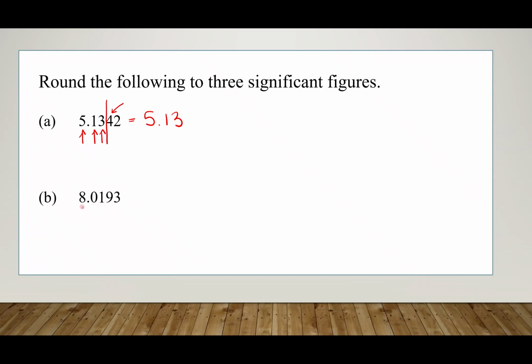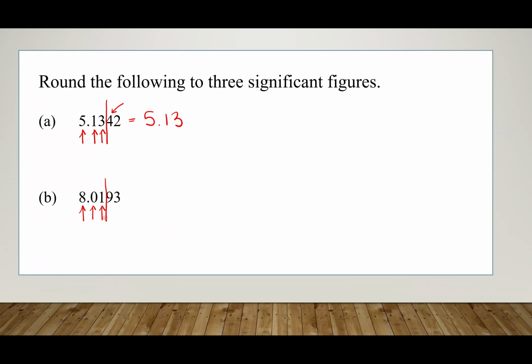In part B, I'm going to start counting from the 8. This is my first significant figure. Now, once I've started counting, any 0 after that point is significant. So 8 is the first significant figure, 0 is the second, and 1 is the third. So I'm going to now draw my line.